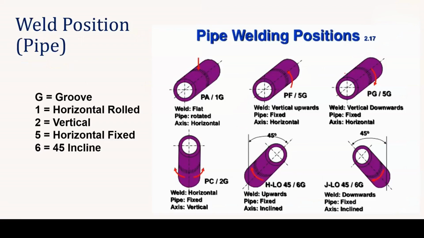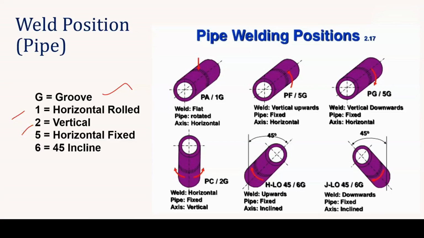When it comes to the pipe, generally welding the pipe is very difficult and a very tedious process. So generally highly skilled labor will be deployed in welding the pipes. The thing is the same in pipe welding, we don't have a fillet kind of welding, only groove type of welding will be there, so we will mention only G. Whereas the numbers will change, so we will have 1, 2.